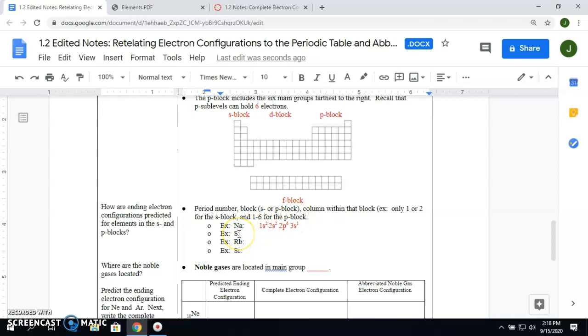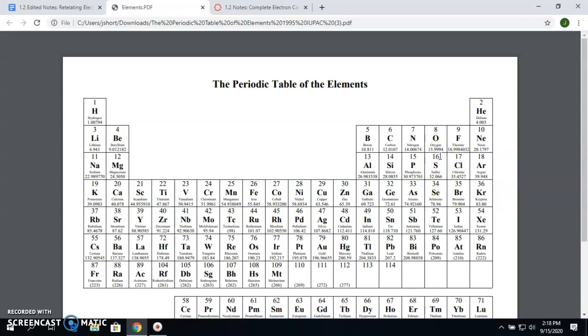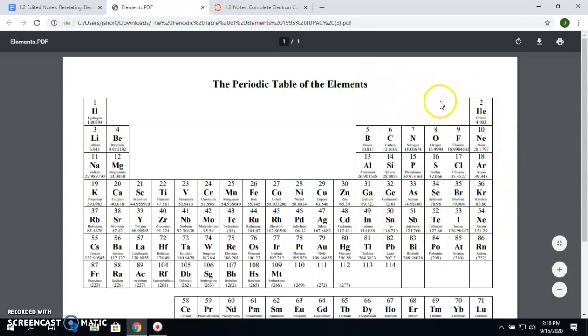Let's try the same thing with sulfur. So I want you to predict the ending electron configuration for sulfur right here. Here's sulfur. Hit pause and predict its ending electron configuration. Okay, we would predict that sulfur would end in 3, because it's in the third horizontal period, 3p because it's in the p block, and it's in the 1, 2, 3, fourth column within the p block. So we would predict it ends in 3p4.